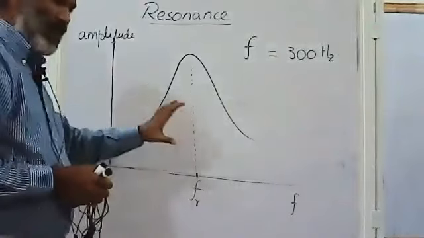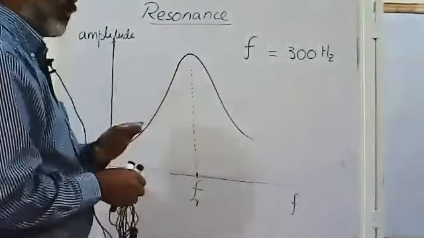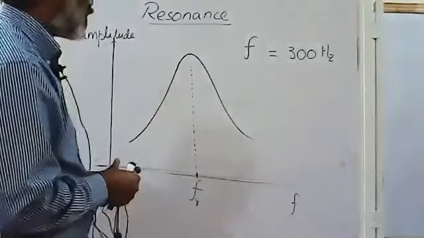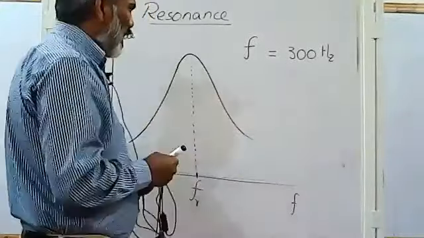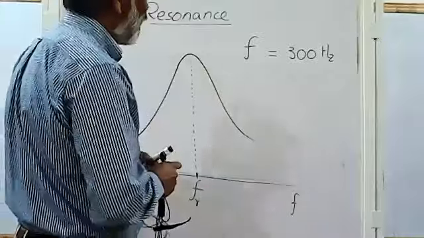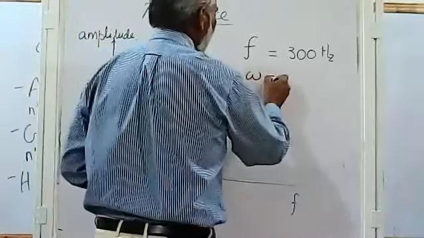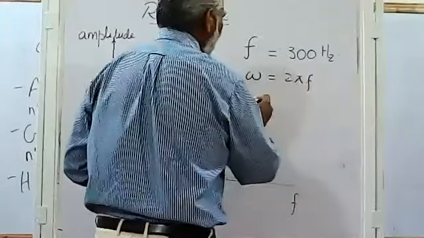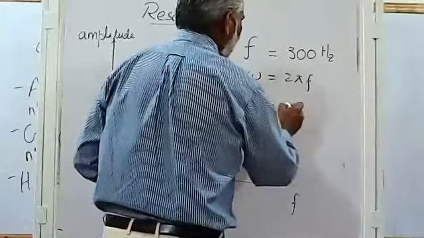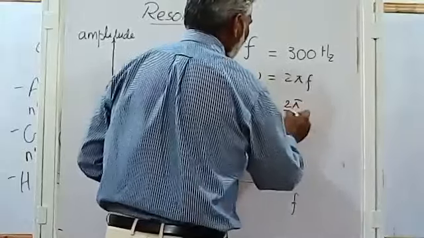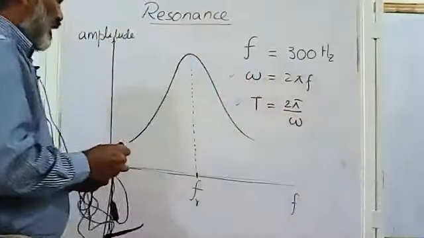Now, you remove that system from that periodic force. You do not apply any periodic force on it, and then you let it oscillate freely. If you let it oscillate freely, what should be its angular frequency? What should be its time period? You can calculate all these things with the help of T = 2π/ω.